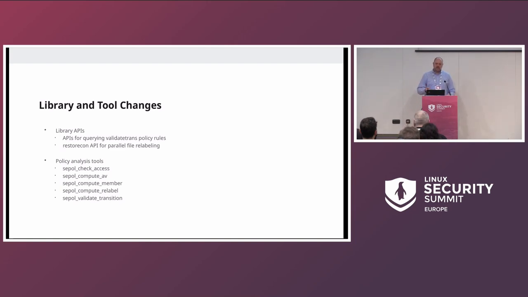We have a RestoreCon API for parallel file labeling, and if you've ever completely blown up your SELinux system, I mean, like, init won't even run, systemd fails on boot, you've probably seen, well, okay, you need to restore, or you need to relabel your file system. Well, RestoreCon is one of those tools that you use to do that. Historically, it was one file at a time, and if you're doing a file system with a lot of files, that would take a while, but we've now got support for doing that in parallel, so it's much quicker, your system gets up and running faster, everybody's happier.